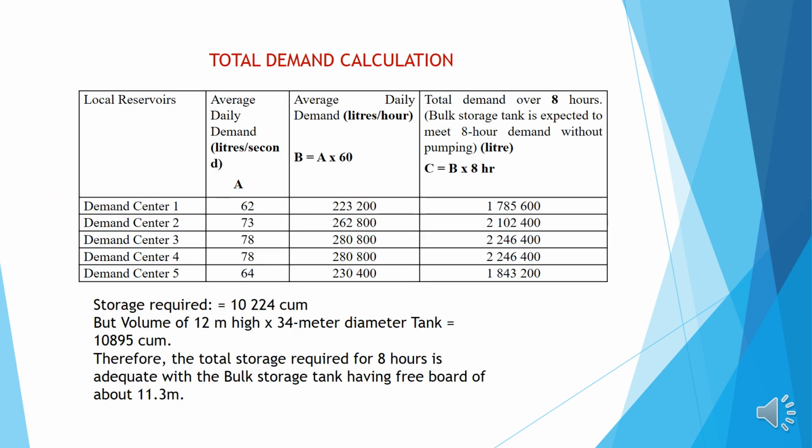The total demand was calculated for each demand center, and it has come to the equivalent of 10,244. But if you take the 12-meter high reservoir, which is 34 meters in diameter, that gives us 10,895, which is more than sufficient. So the total demand as per all 5 town centers is enough for the required volume.